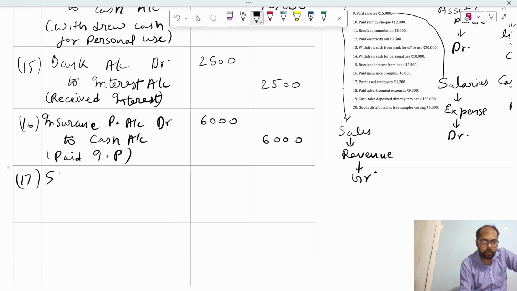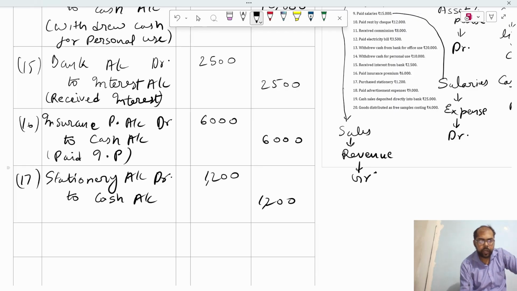So stationery account debited to cash account. The amount is 1200. Okay. And we already know the logic behind this entry. So a stationery account to cash account will be the entry, and what should be the narration? The narration is purchased stationery.